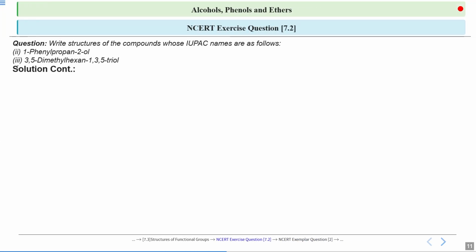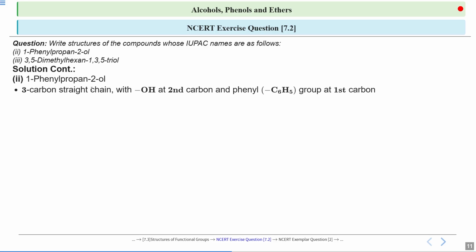Now, let's talk about the other compounds. For the second compound, 1-phenyl-propane-2-ol, 3-carbon straight chain, we have word root prop. The prefix is 1-phenyl, the word root is prop, the primary suffix is ane, and the e is replaced by the secondary suffix 2-ol. Prop means 3-carbon straight chain, and at the second position we have alcohol.